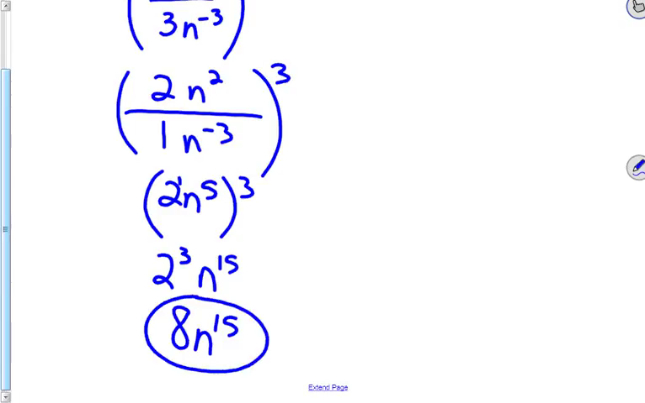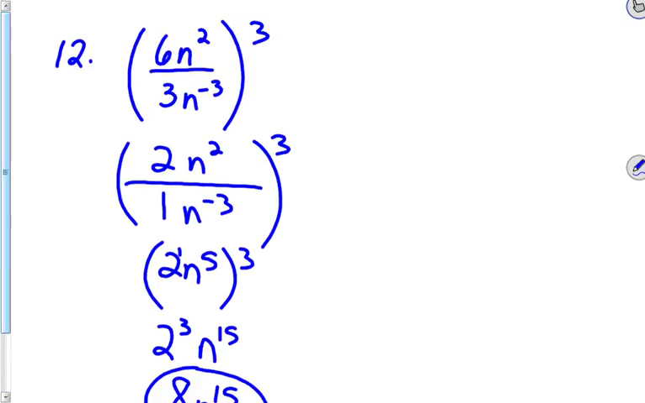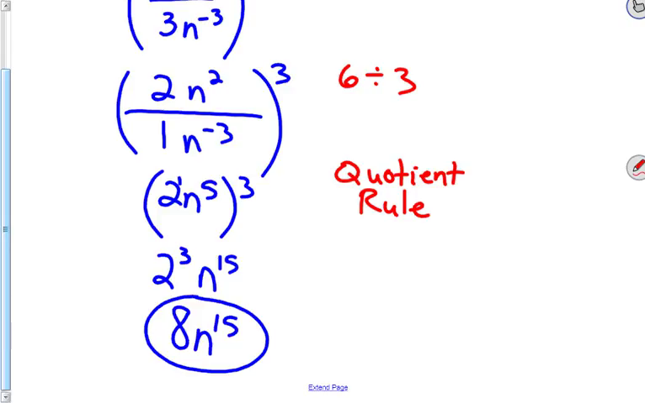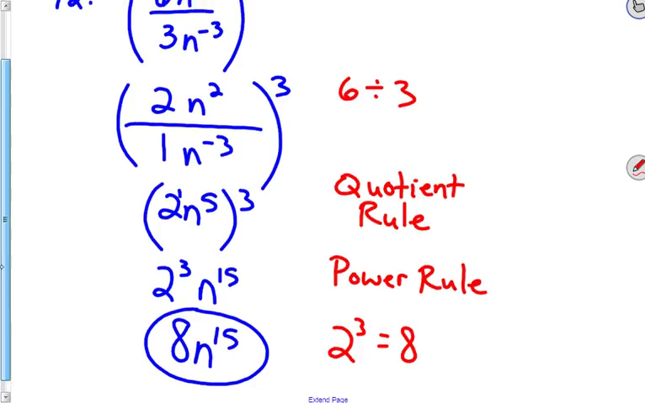Now it might be helpful, as you're sitting there, to write down some notes for yourself. Something like this. So the first thing I did was I did 6 divided by 3. Then I used the quotient rule on the n's. Then I used the power rule. And then I simply did 2 cubed, which is 8. So these notes can be helpful because just hearing me explain it once doesn't reinforce it very much. But if you jot down these notes for you, then you can see those notes over and over again.